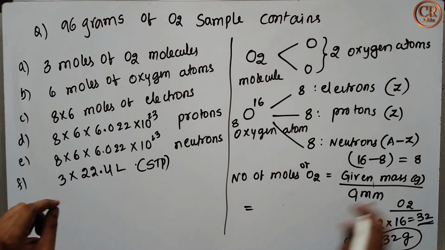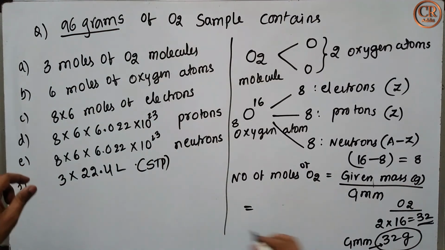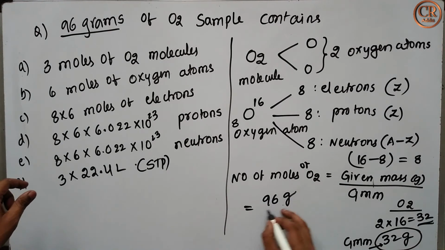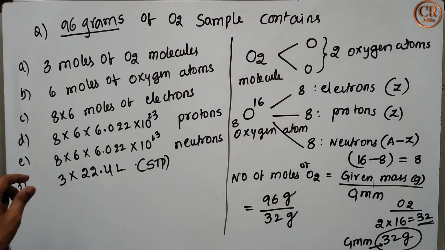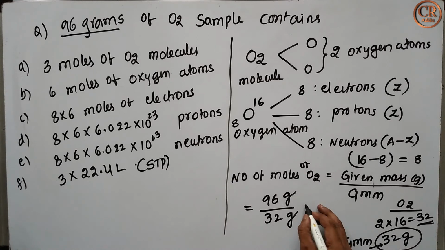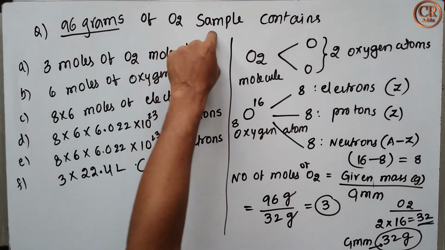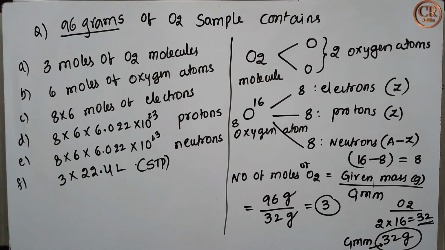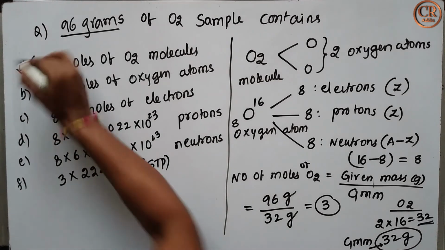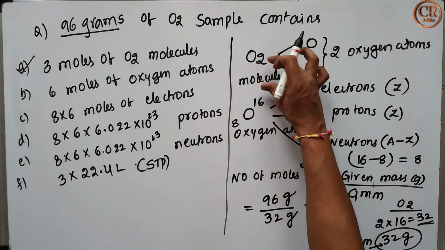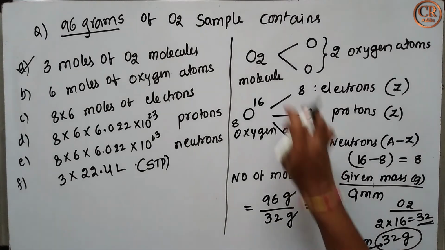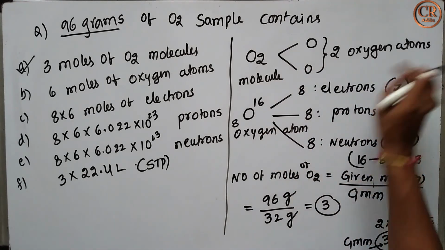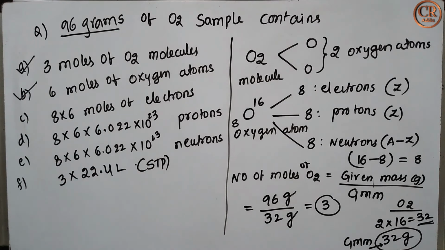So number of moles of oxygen is equal to, what is given mass? 96 grams. So 96 grams by, what is gram molecular mass? 32 grams. This is equivalent to 3. So here 96 grams of oxygen sample contains 3 moles of oxygen molecules. Now the first option is correct. As you know, one molecule of oxygen has 2 oxygen atoms, so 3 moles of oxygen molecules has 6 moles of oxygen atoms. So this is also correct.